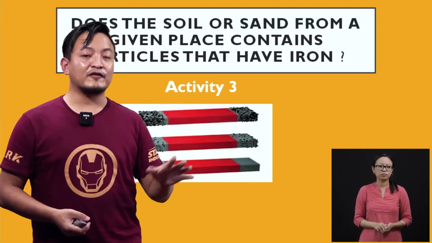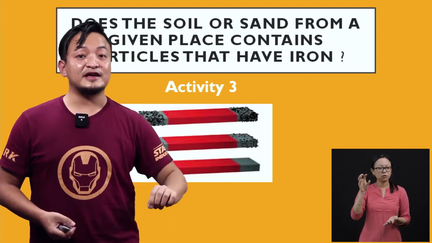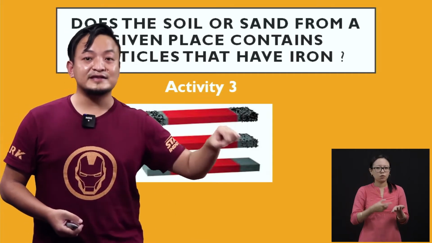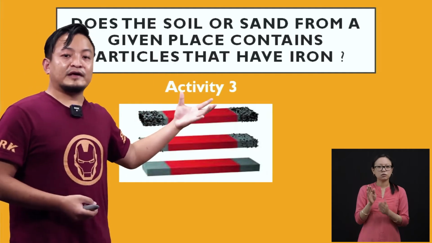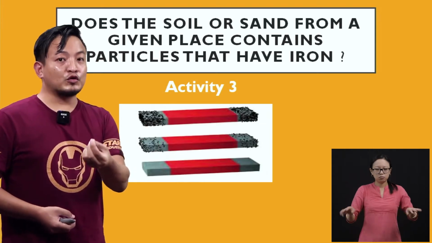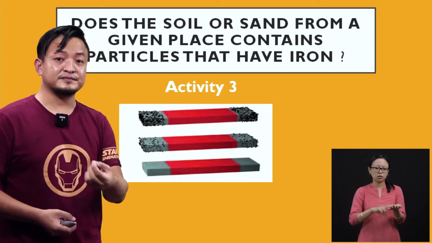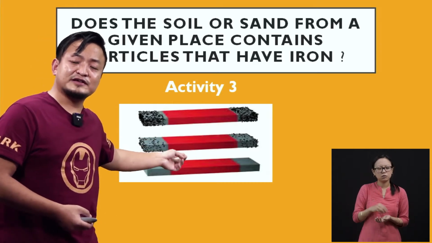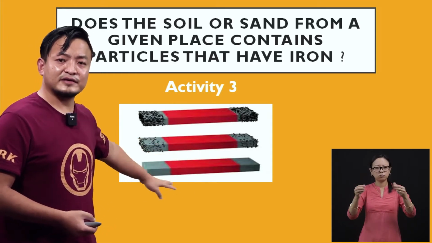Okay, let me repeat. We have to rub the soil with this magnet. And if there is any small iron in the soil, it will stick to this magnet. So in some soil, you will find many iron pieces, or we call them iron filings, okay? Iron filings, F-I-L-I-N-G. Now, in some places, we'll find there is a little bit of iron attached to this magnet. And in some soil, we'll not find any. It will be empty, just like here.